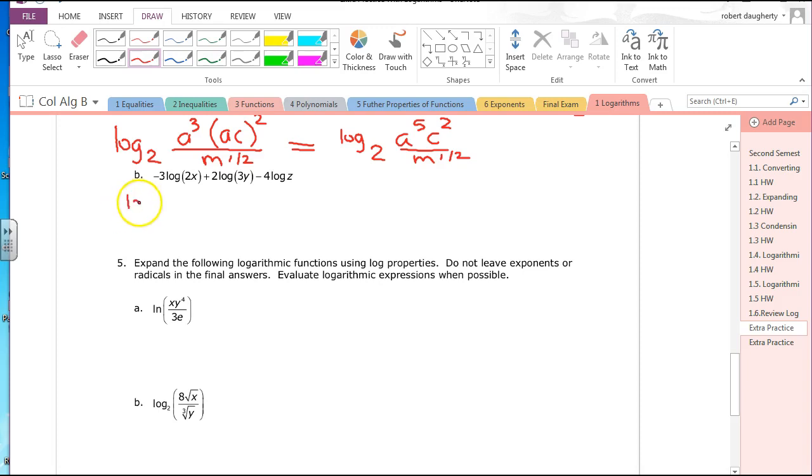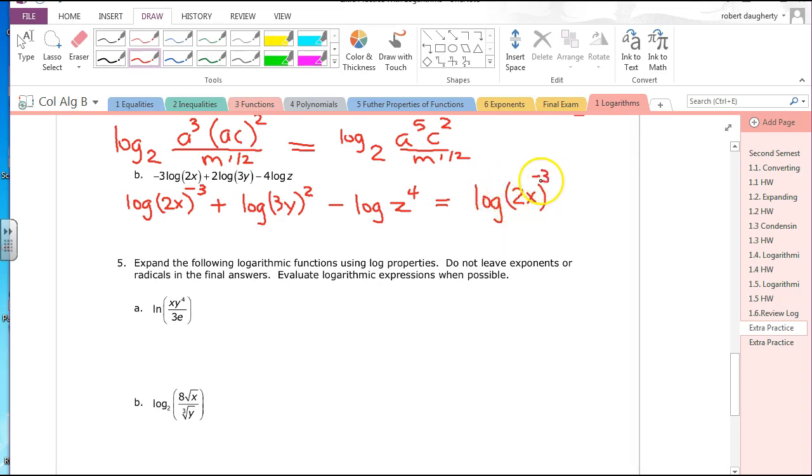This is going to be the log of 2x to the minus 3 plus the log of 3y squared minus the log of z to the 4th. Okay, so if I use the product rule, I'm going to have the log of 2x to the minus 3 times 3y squared over z to the 4th.